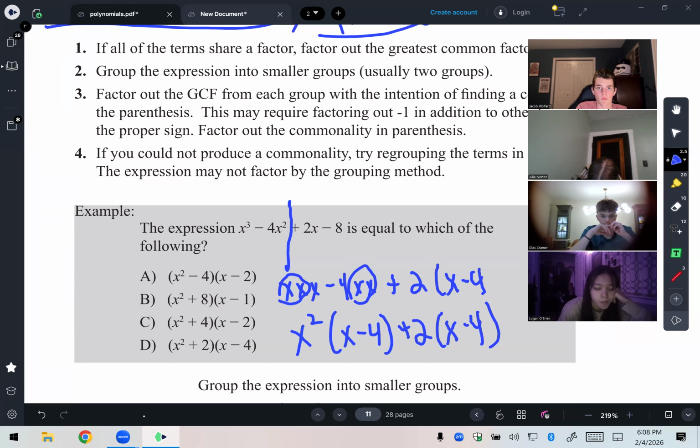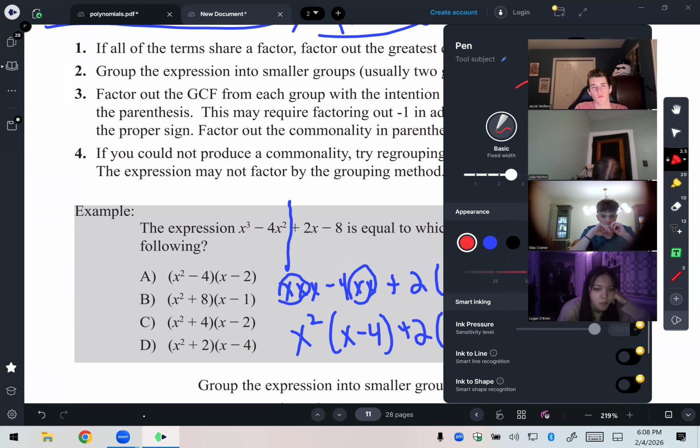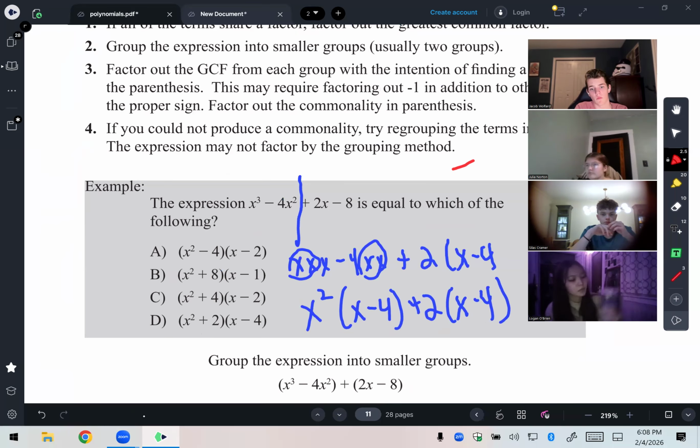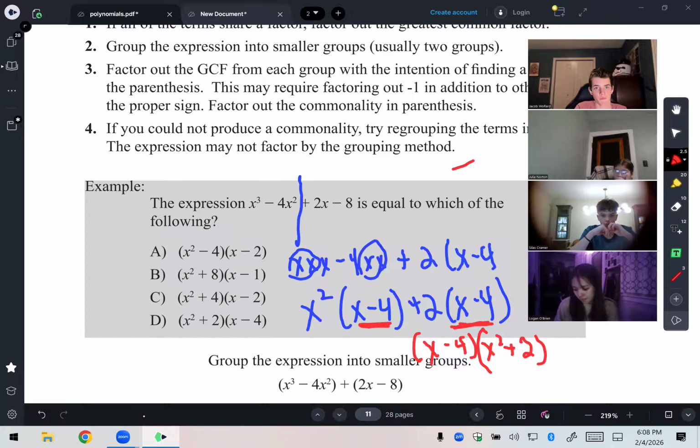And now you're trying to make the same thing twice, right? The x minus 4. We want to get the same thing to factor out twice. Now I can factor this x minus 4 out of everything, and that will give me x squared plus 2, with your parentheses. And so that looks a lot like answer choice D.